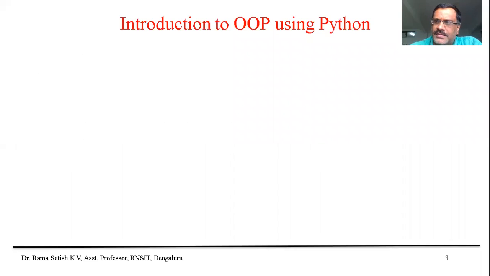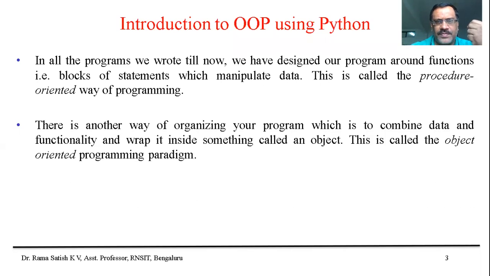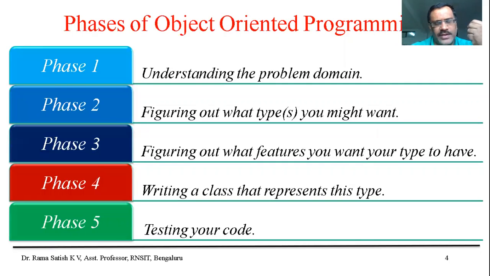As a part of object-oriented programming, I already said, there are two kinds. One is procedural-oriented programming, where you write functions and based on the functions you execute. The second one is object-oriented programming. The different phases of object-oriented programming I have explained. The first phase is understanding the problem. Second phase is about figuring out what data type you want. Third one is to figure out what functionalities you need to have and how to write the class, and finally test your code. These are all the 5 different phases.